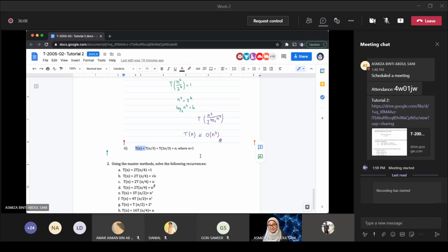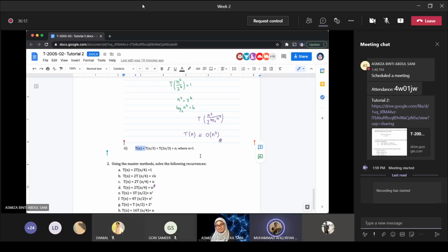I think the left leaf will be n over 3, and then the right leaf will be 2n over 3, and it will continue the same pattern. So even for the second node, the left will also be n over 3, and then the right for the left node will also be 2n over 3.